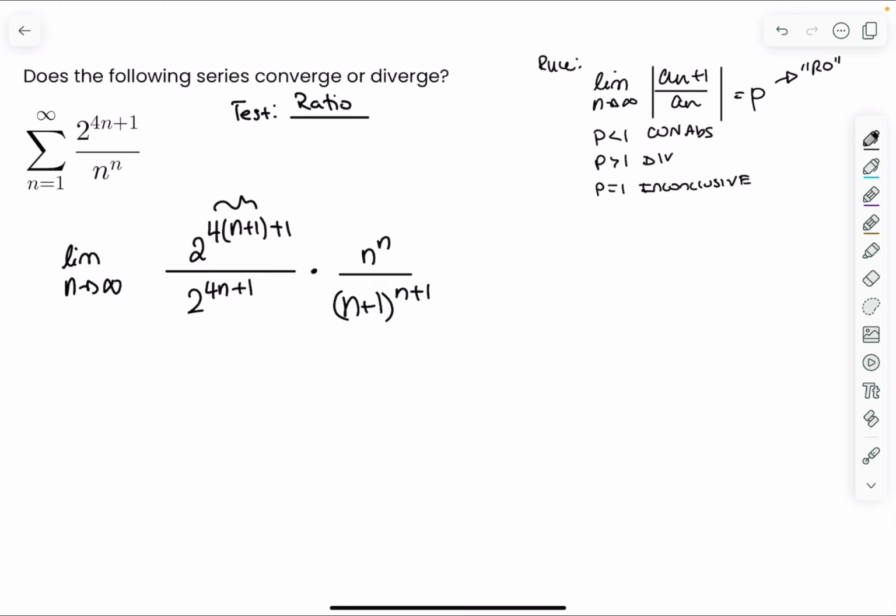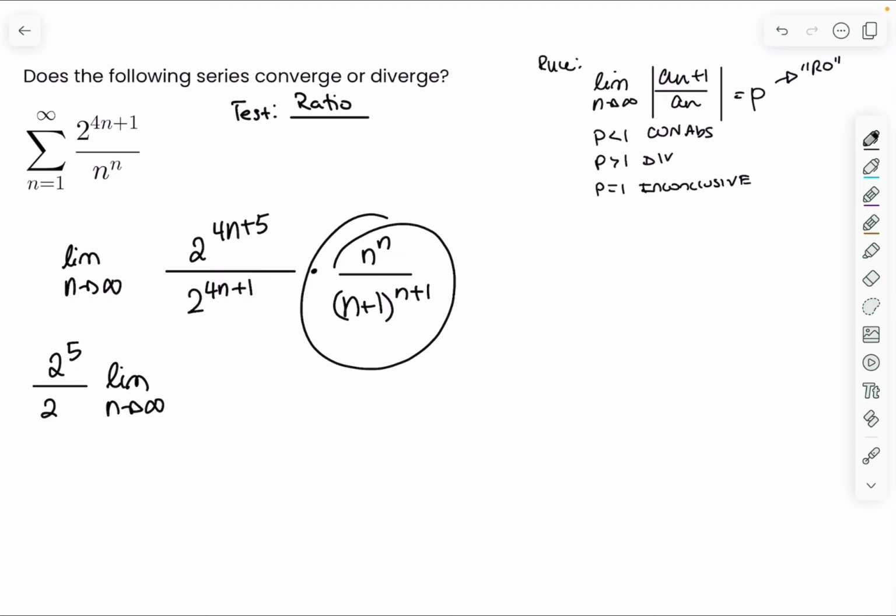So I would simplify this to be 4n plus 4, and so plus 1, that's 5. And then I know I can split these up to be 2 to the 4n times 2 to the 5th power, and the denominator could be 2 to the 4n times 2 to the 1st power. These cancel out, so I'm just left with 2 to the 5th power over 2. This is a constant, so we could just bring that outside the limit, and we're left with this.